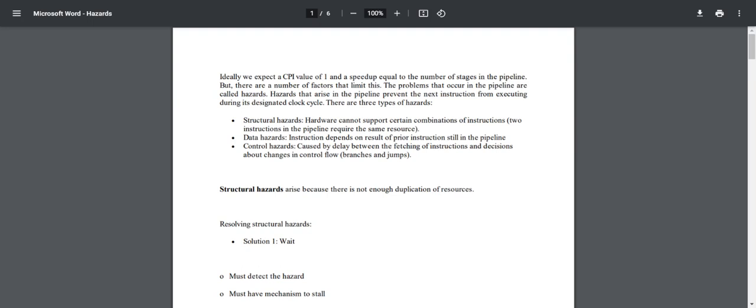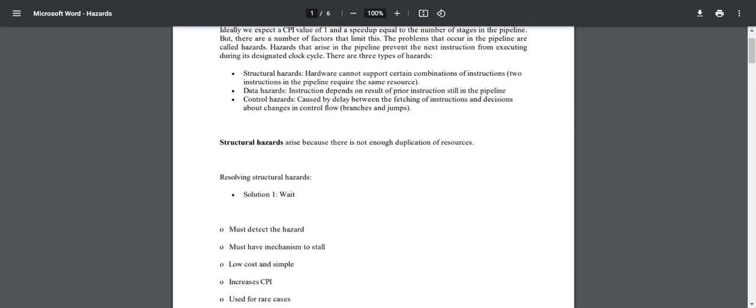Then, thirdly, you have the control hazard. Now, it is caused by delay between the fetching of instruction and decisions which are taking place in the control flow. That means if-else like things which we have discussed yesterday. Now let us discuss them one by one.